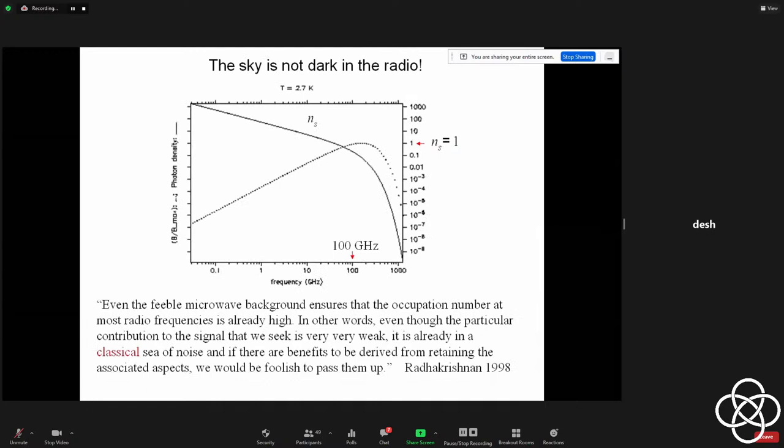Okay, so given that the sky is not dark in the radio wavelengths, we are ensured that we have a large number of photons. We are almost bathing in photons, radio photons. And so given this classical sea of noise, we should derive the benefit from it. The biggest benefit we have is that we can define the phase very meaningfully. For in our optical wavelengths, where you get just one photon once in a while from a particular source, those are the only photons you have, you cannot really define the phase. You can try to, but the uncertainty in the phase is overwhelmed by the Poissonian noise.